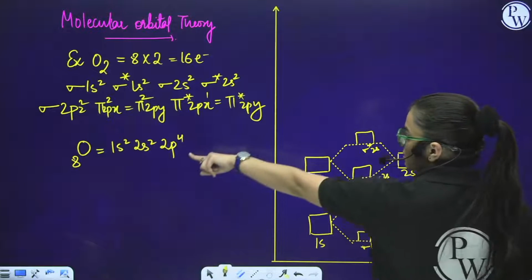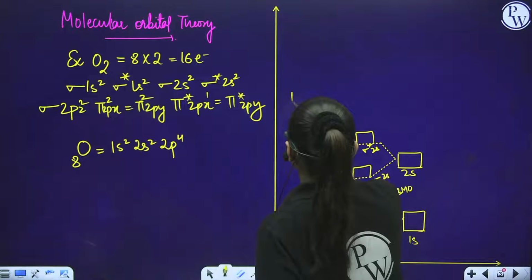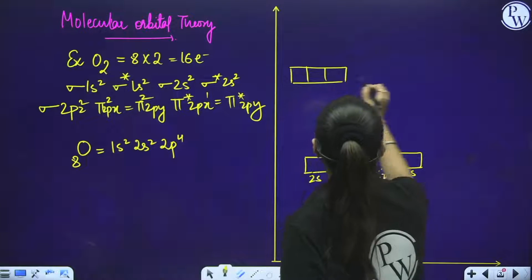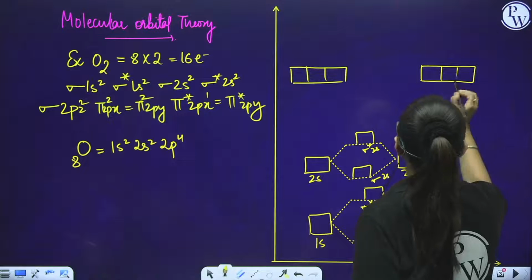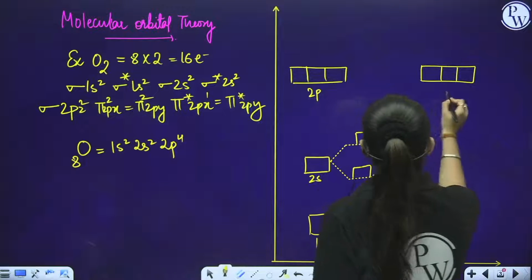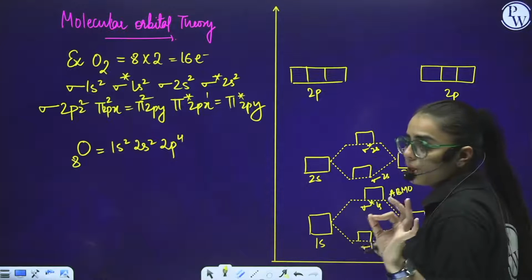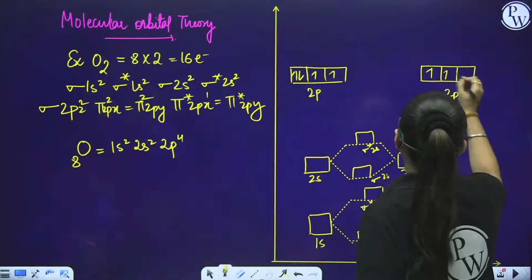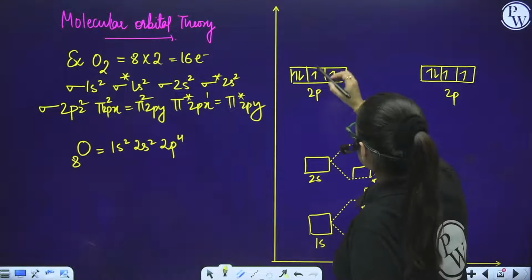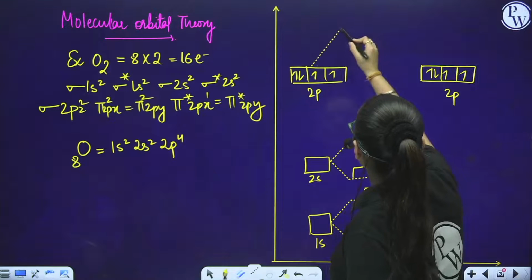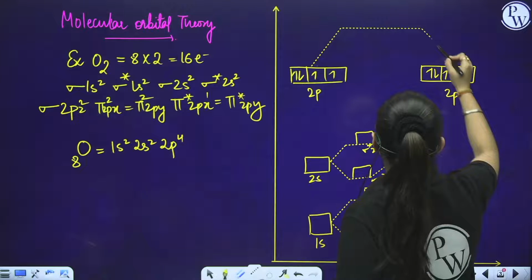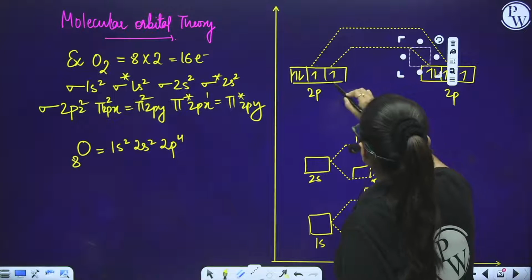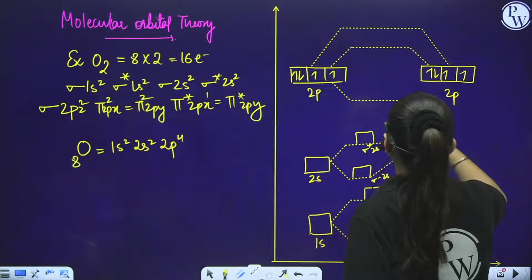Now comes the p orbital of the oxygen atom. We very well know that there are three p orbitals. We have two oxygen atoms, right? This is 2p orbital, this is 2p orbital. Each 2p orbital contains 4 electrons. So 1, 2, 3 and 4. 1, 2, 3 and 4. Now when they are going to combine with each other, they are going to form how many? Let's draw first and then I'll explain you.